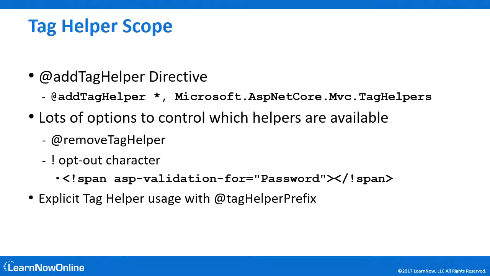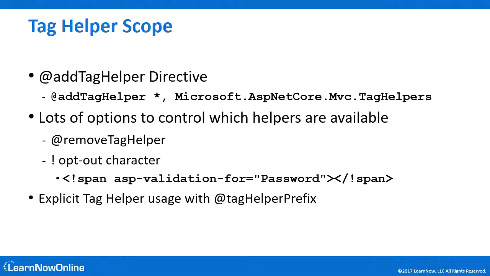And then there's another option with the tag helper prefix. One of the possibly problematic things about tag helpers, the way they're implemented, is that they're used implicitly. That is, just looking at a view, absent the syntax coloring that you get in Visual Studio, there's no way to know for sure that a particular element is a regular HTML element or a tag helper. And this, in fact, was a point of concern in the early days of the development of ASP.NET Core.